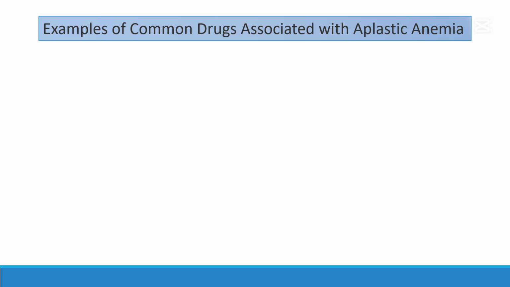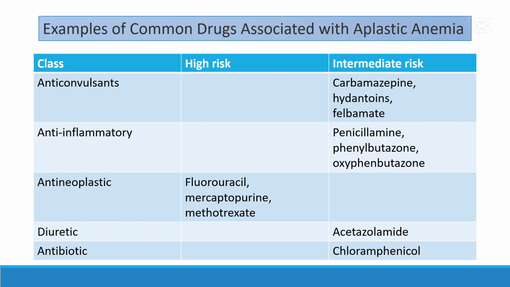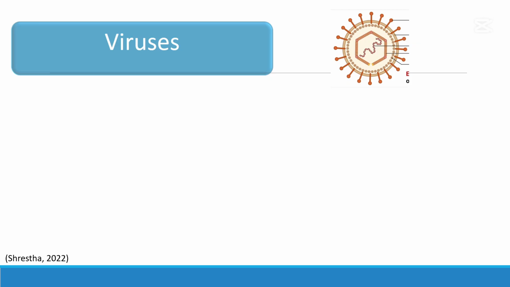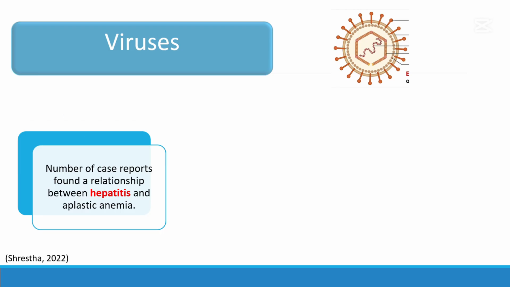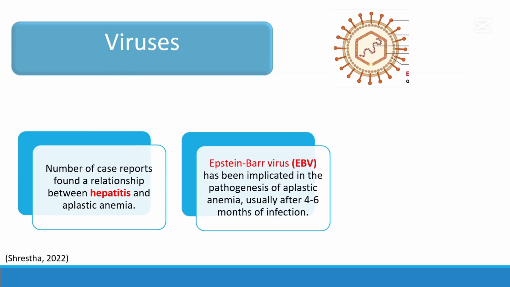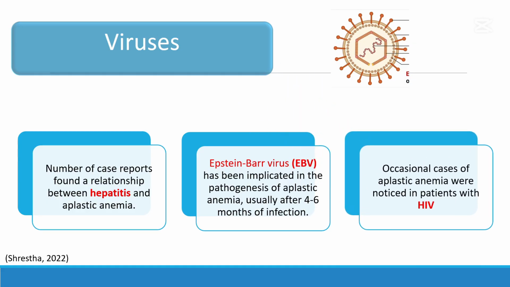There are some other drugs linked to aplastic anemia. Anticonvulsants such as carbamazepine, anti-inflammatories like penicillamine, antineoplastics such as methotrexate, diuretics like acetazolamide, and antibiotics such as chloramphenicol. Viral infections can also contribute. Hepatitis viruses have been linked to aplastic anemia in case reports. Epstein-Barr virus may cause aplastic anemia several months after infection, and occasional cases have been reported in patients with HIV.